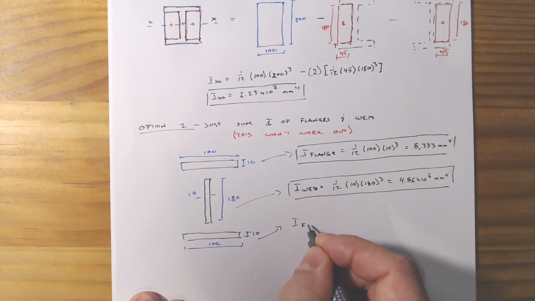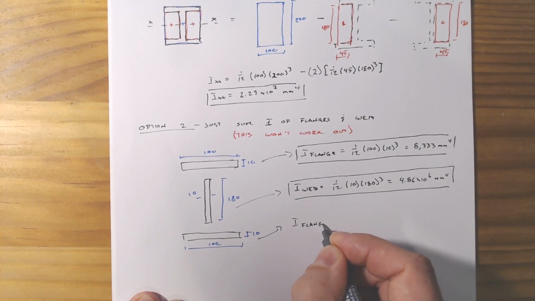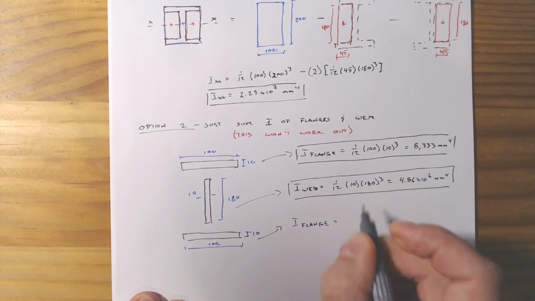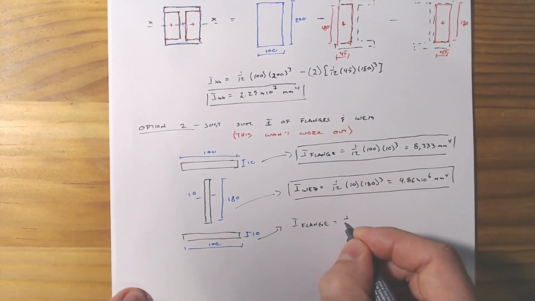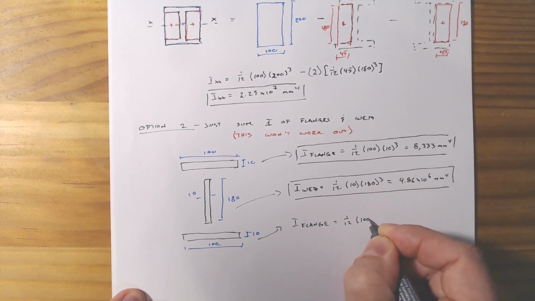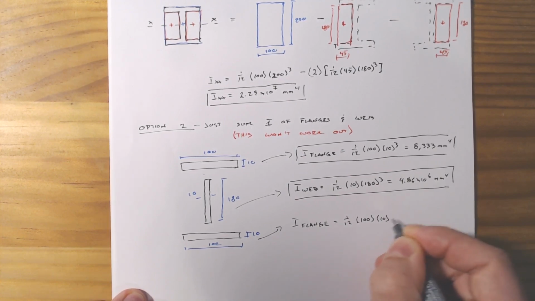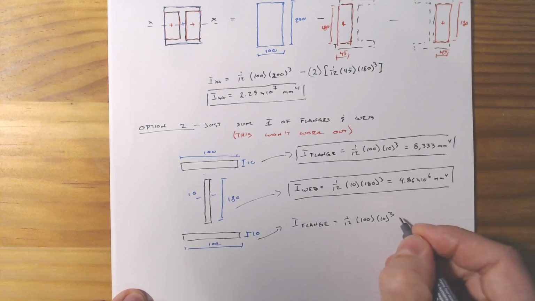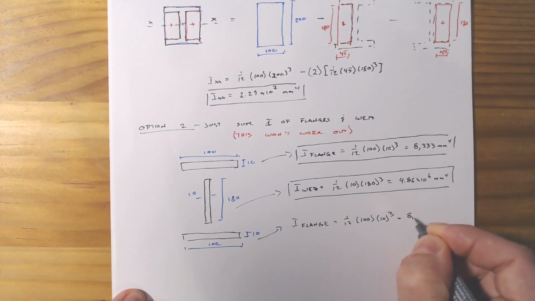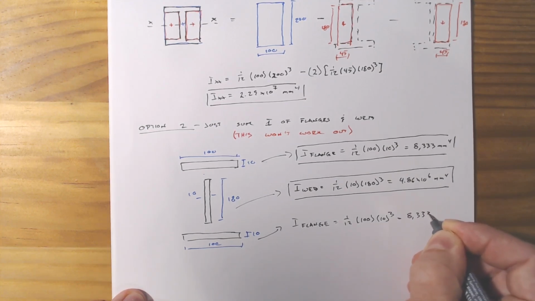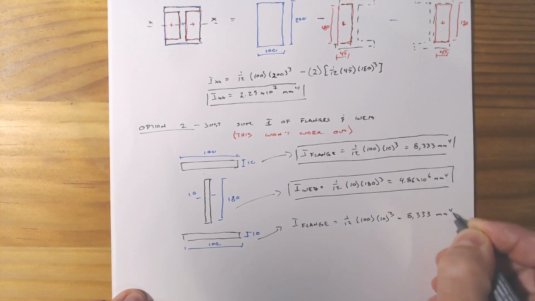And I of the flange down at the bottom, it's just going to be the same as the flange at the top. 1 over 12 times 100 times 10 to the third. That equals 8,333 millimeters to the fourth.